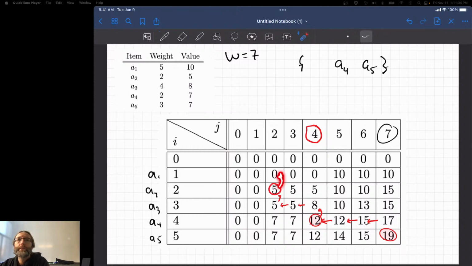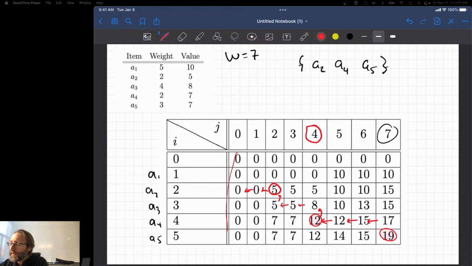Did I take A2? Yes, because there's a difference between 0 and 5. So I add A2 to my solution. By taking A2, my weight capacity now has changed from 2 to where? 0. At that point, I'm done.